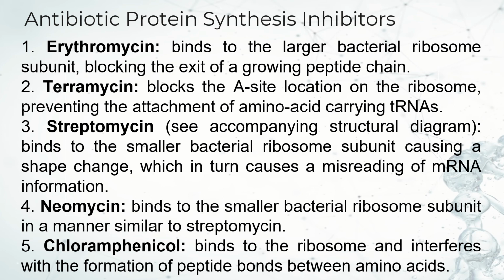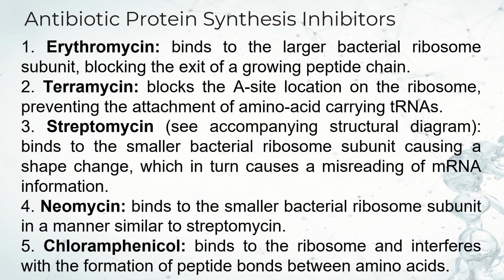Terramycin, on the other hand, a drug of choice for atypical pneumonia, or pneumonia that has milder symptoms and is usually seen in infants and children, specifically blocks the A site location on the ribosome, preventing the attachment of the amino acid-carrying tRNA.